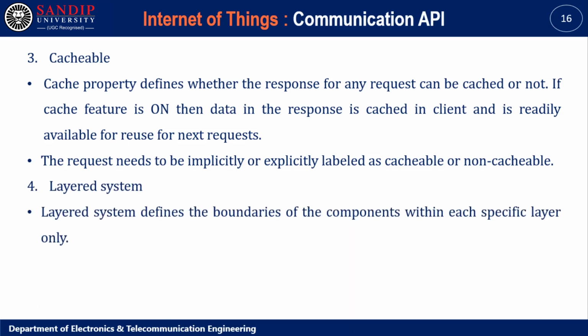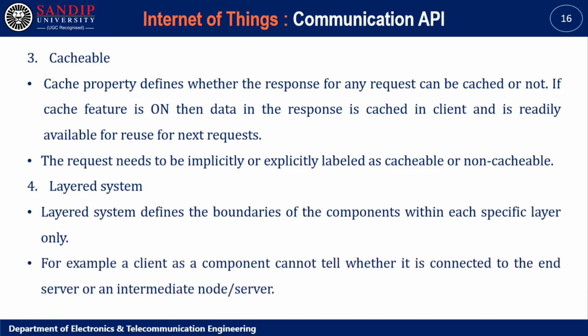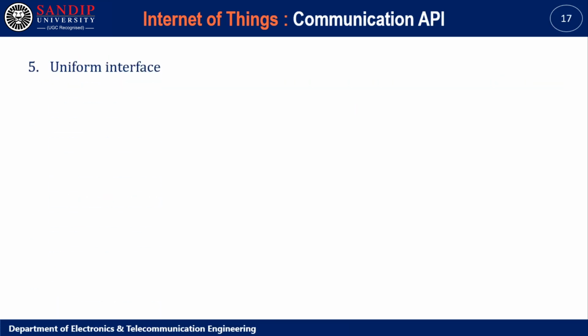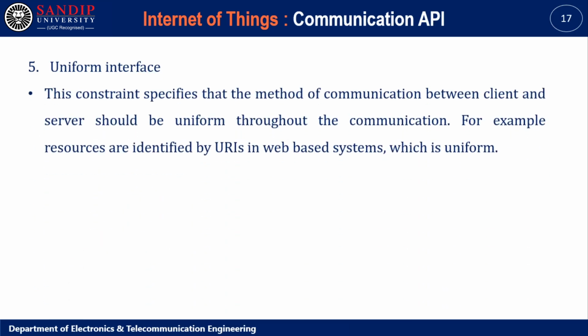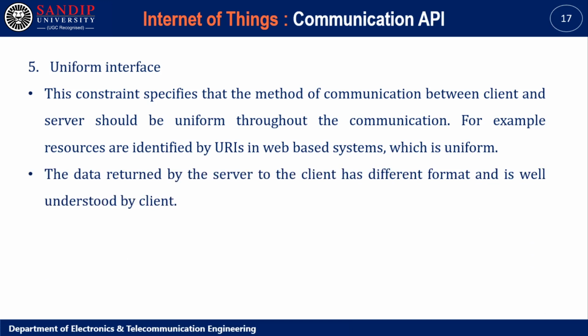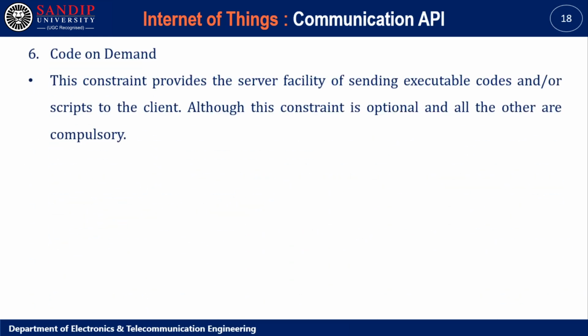Layered system. The layered system defines the boundaries of the components within each specified layer only. For example, a client as a component cannot tell whether it is connected to the end server or an intermediate node server. Uniform interface. This constraint specifies that the method of communication between client and server should be uniform throughout the communication. For example, resources are identified by URI in a web-based system, which is uniform. The data returned by the server to the client has a different format and is well understood by the client. Code on demand. This constraint provides the server the facility of sending executable code and or script to the client, although this constraint is optional and all the others are compulsory.